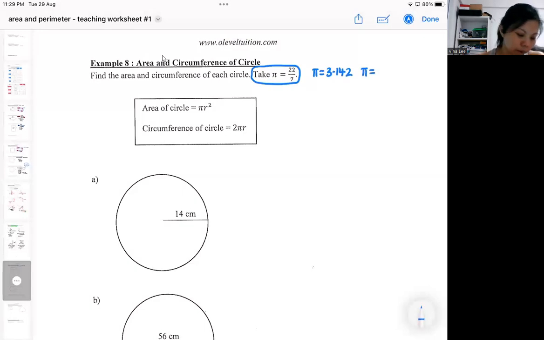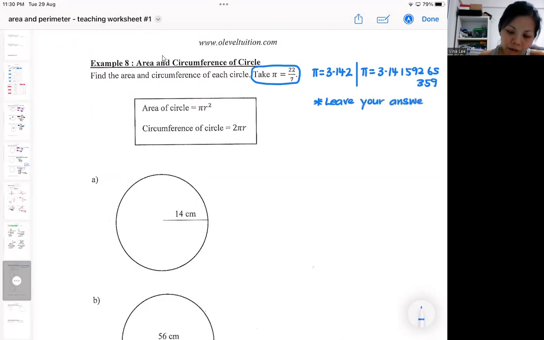or sometimes we will use the calculator pi. You have a pi on your calculator. So when we say we use the calculator pi, that means I'm using all the numbers that is found on your calculator for pi. Sometimes the question will ask you for the area and circumference, but they will say something about leave your answer in pi.